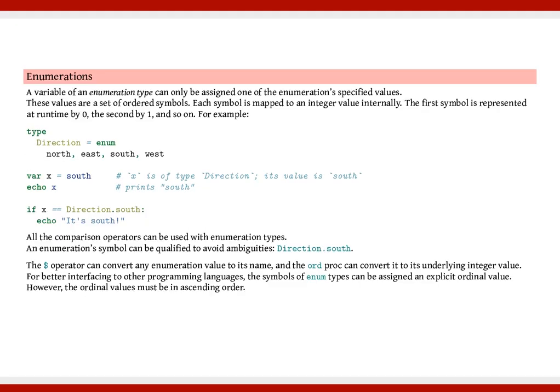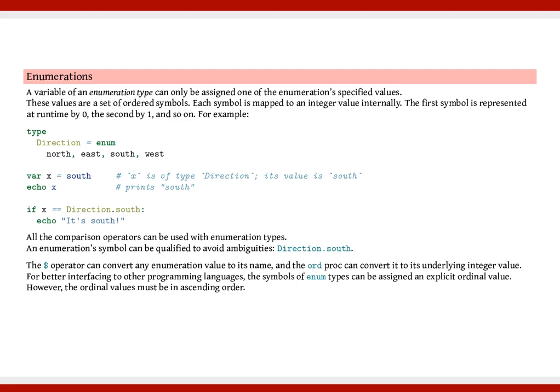Enumerations. A variable of an enumeration type can only be assigned one of the enumeration's specified values. These values are a set of ordered symbols. Each symbol is mapped to an integer value internally. The first symbol is represented at runtime by 0, the second by 1, and so on. For example, type Direction = enum north, east, south, west. var x = south # x is of type Direction; its value is south. echo x # prints south.